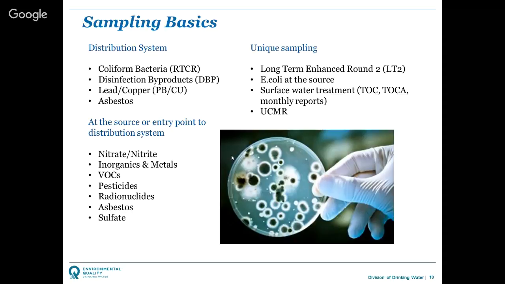If it's a group source, that has to be approved through us, but we can talk a little bit more about that as well. At the source, what you're going to be looking at is nitrate and nitrite, inorganics, metals, VOCs, pesticides, radionuclides, and sulfate.